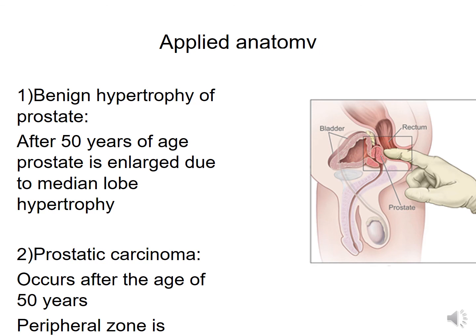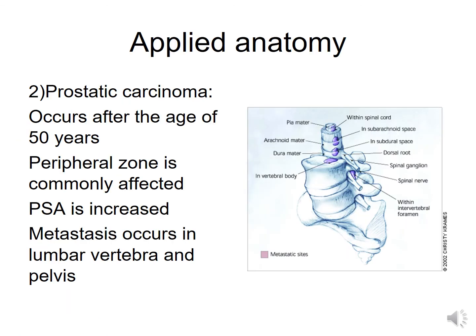On the diagram, we can see how the prostate is palpated by per rectal examination. A finger is inserted in the rectum, and then we can appreciate the median lobe in case of hypertrophy. Then there can be prostatitis, which is inflammation of prostate, and carcinoma, which we have already seen usually involves the peripheral zone. The most important diagnostic marker is PSA, prostate specific antigen. Metastasis can go to the vertebrae and pelvis, as we have already seen.